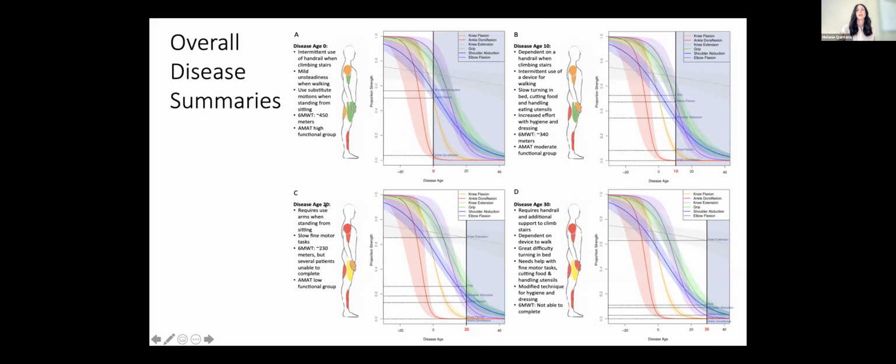You can compare that to 20 years later, where individuals tend to be almost completely progressed on many of the muscle groups, with still some strength in the extension as expected and the grip. But at this point, they would require the use of their arms when standing from sitting, slow fine motor tasks, and only about 230 meters walked in 6 minutes, but several participants are unable to complete this. And the AMAT was a low functioning group for these individuals. So again, using disease age, we're able to get an entire picture of the disease and really understand it as a whole.